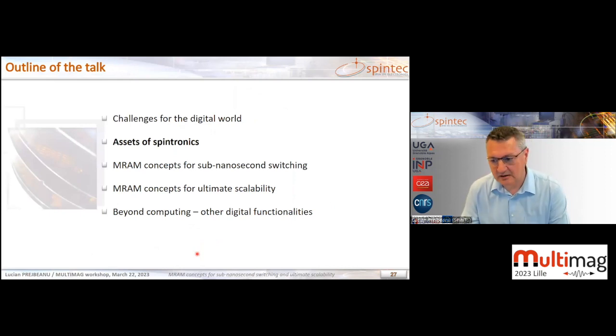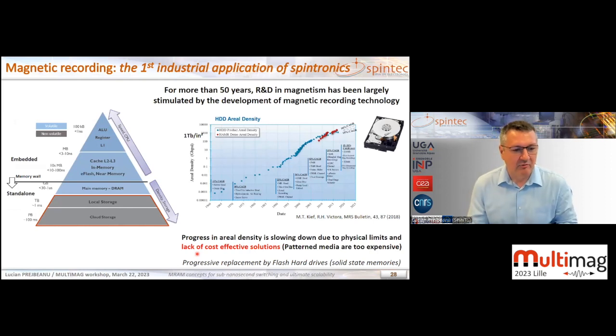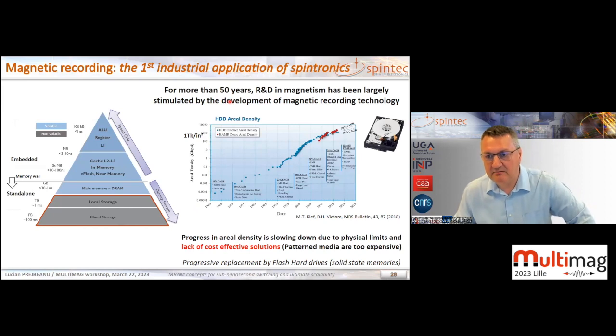So for that, spintronics can have some assets. We know that already in that memory hierarchy for more than 15 years, the R&D in magnetism has been largely stimulated by the development of magnetic recording technology. Even now, a lot of the storage which is done in the cloud is using hard disk drives, so magnetic technology. And there was a large evolution over the last years related to all the developments done in this field. Now the progress in areal density is slowing down due to some physical limits and lack of cost-effective solutions, patterned media being too expensive, and namely for local storage for users, there is a progressive replacement by flash drives or solid-state memories.